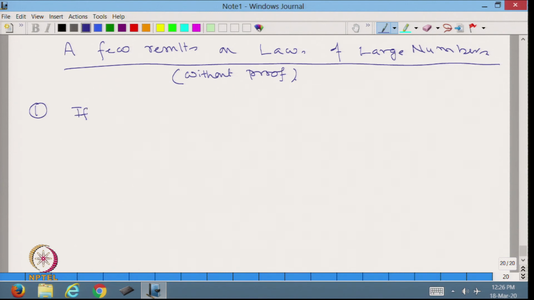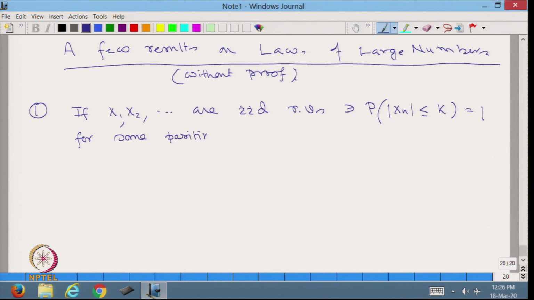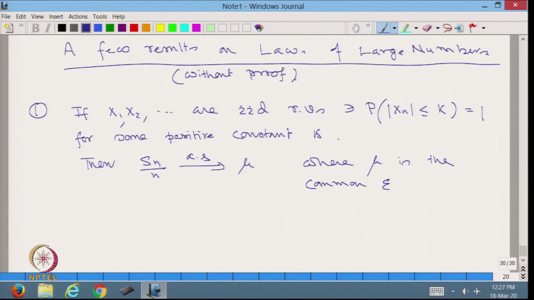One, if X1, X2, ... are iid random variables such that the probability that modulus of Xn is less than or equal to K is equal to 1 for some positive constant K, then Sn upon n converges almost surely to mu, where mu is the common expectation.